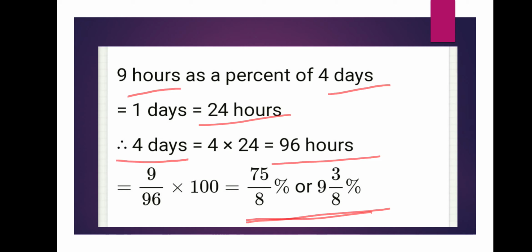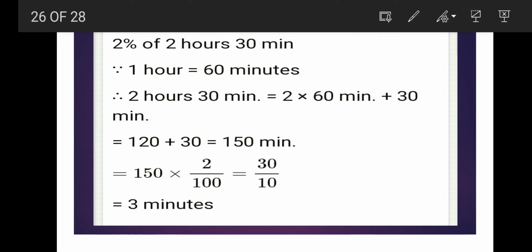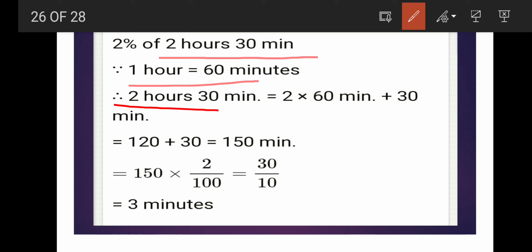Okay. Now the next is 2% of 2 hours 30 minutes. So first we'll make this same. Clear? First we'll change this one here. 1 hour is 60 minutes. So 2 hours means 2 into 60, and then we will add 30. So it will become 120 plus 30, 150 minutes.